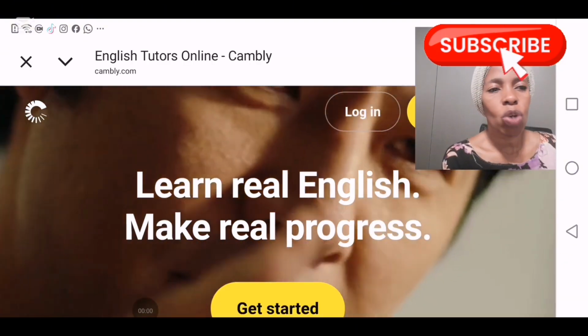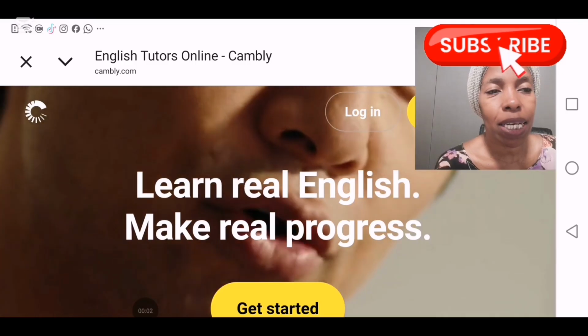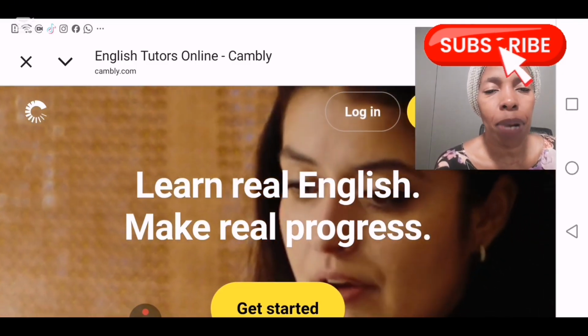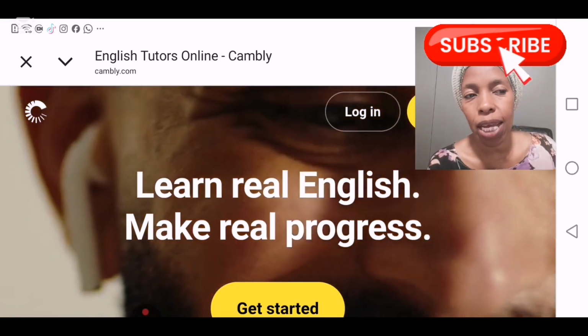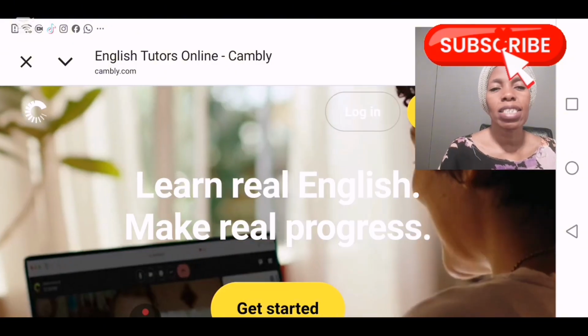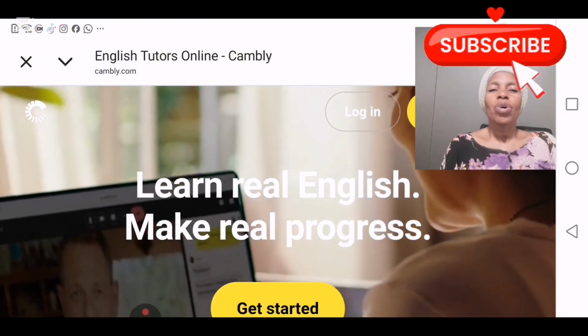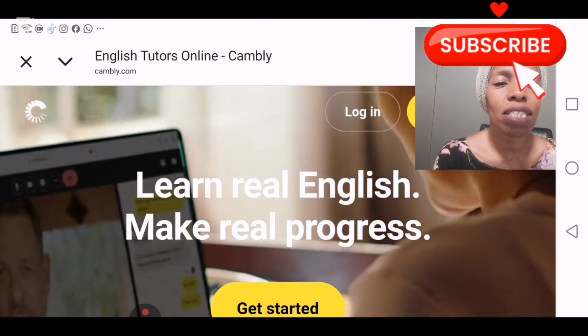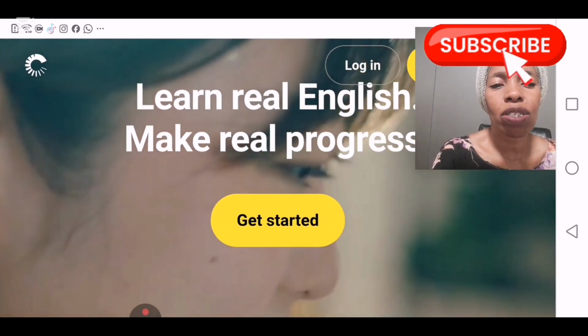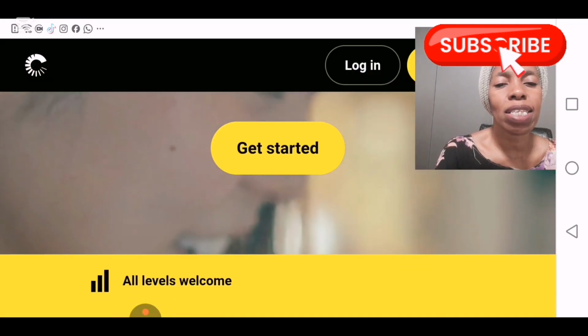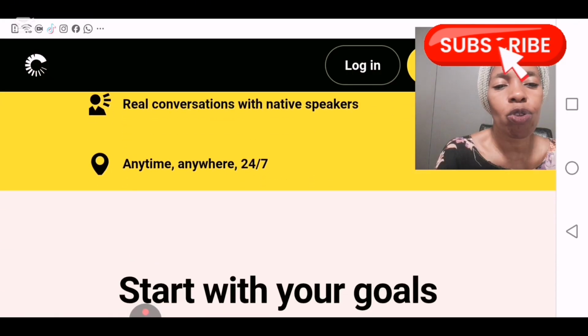This platform is called Gambly. Gambly is a platform where you can teach English online, and they do accept freelancers from across the world. So here they're saying learn real English, make real progress. To get started, of course, you're going to click on get started, and they're going to give you all this information on how to go about it.